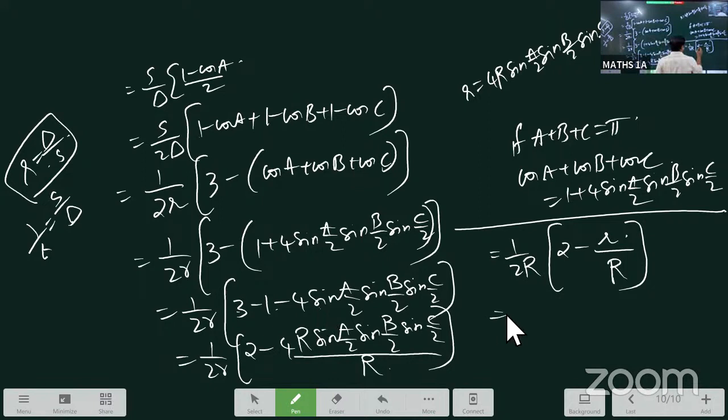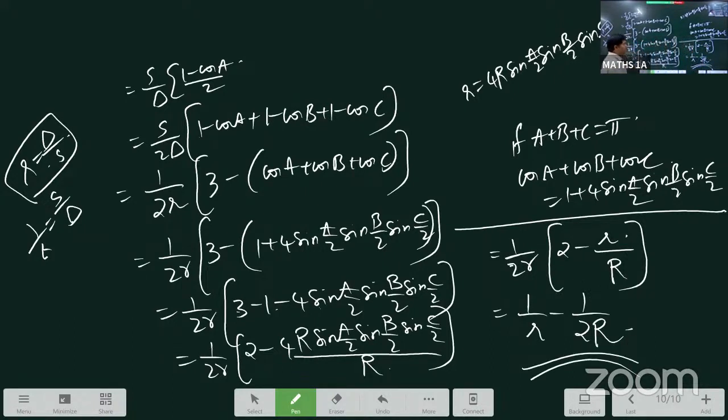Now 1 by 2r, you multiply inside. 2 gets cancelled, 1 by r minus r by R gets cancelled, 1 by 2R. So this is what we are going to understand. Is it clear, everybody? Very important.